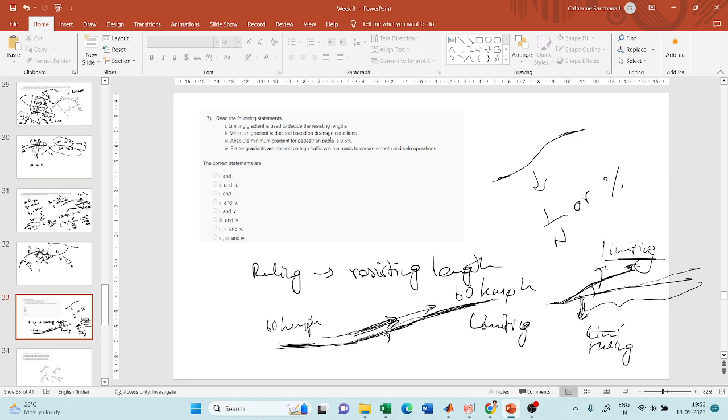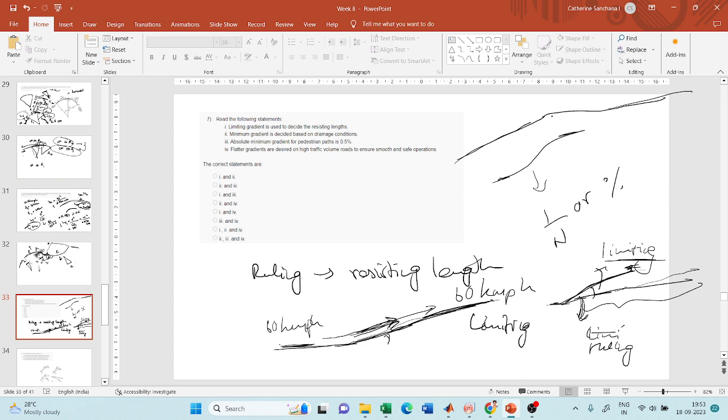And there's one more thing called exceptional gradient. So this is for extremely short length. Say, if you are providing a gradient, usually you will not keep on providing the gradient. You will cut this gradient at some point and you will provide a horizontal curve. Okay. And then only if you want to raise it again, you will again increase the gradient. So this is what you will usually do.